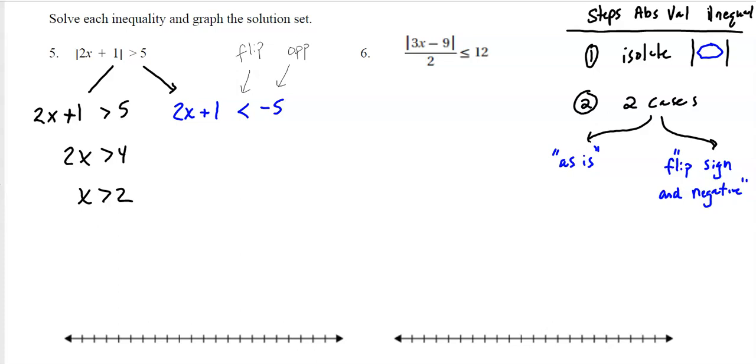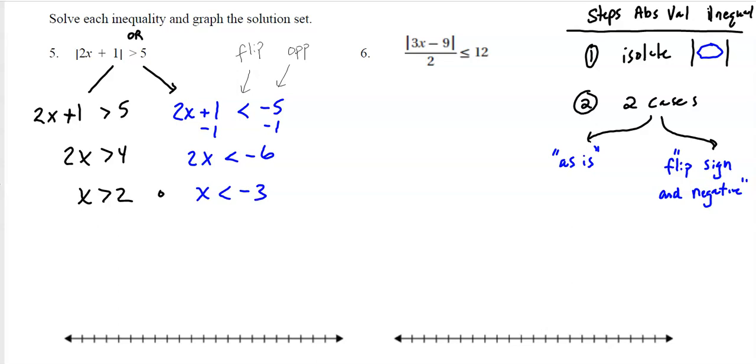I knew right away that since this was a greater than problem, this should be an or problem. Should be an or situation. So I solve the other side, and I get minus 1, minus 1. So that's 2x is less than negative 6, which means x is less than negative 3.